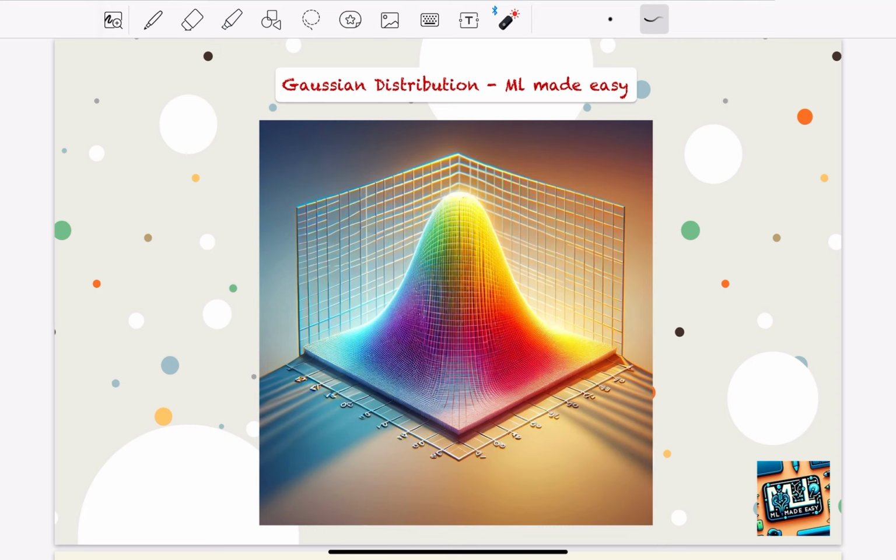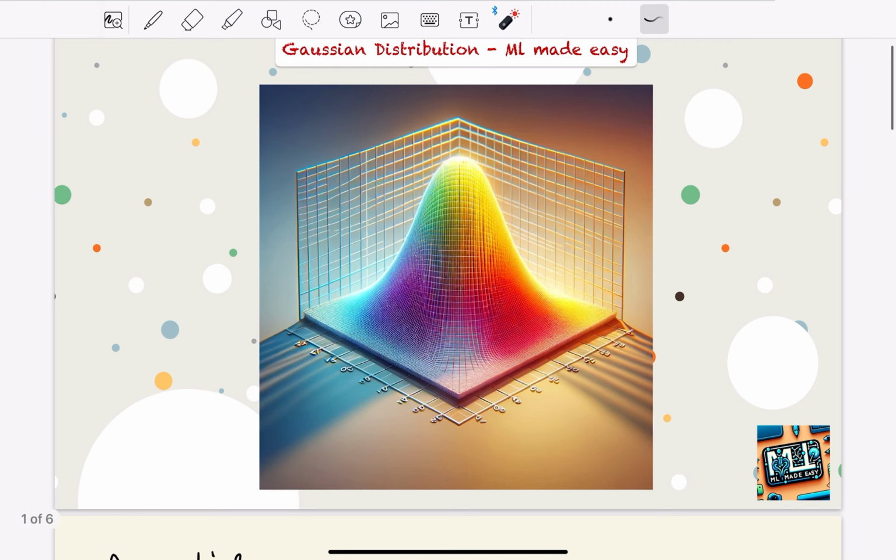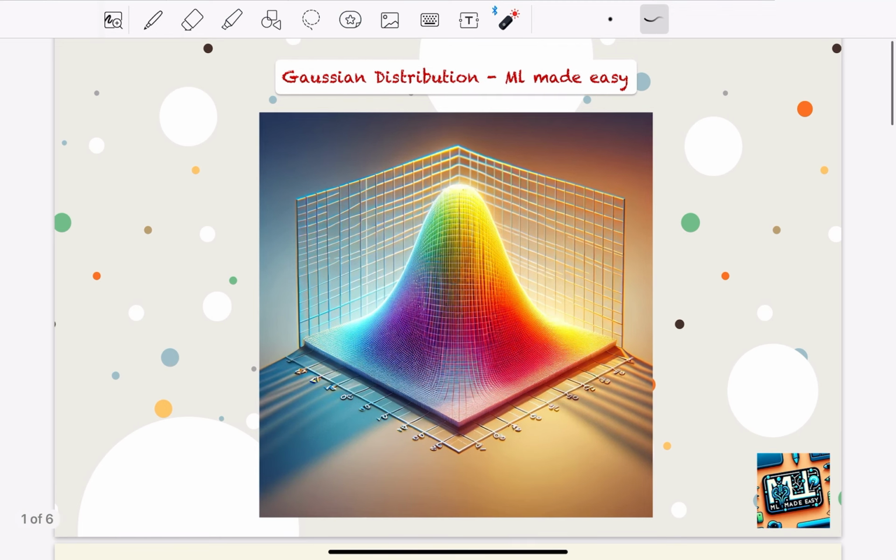So in this video, I'm gonna talk about Gaussian distribution, or it is also called normal distribution, which I personally prefer calling a normal distribution because it is very simple to pronounce. Gaussian distribution, for me, I know it's a bit complicated, but anyways, it's all down to personal preference.